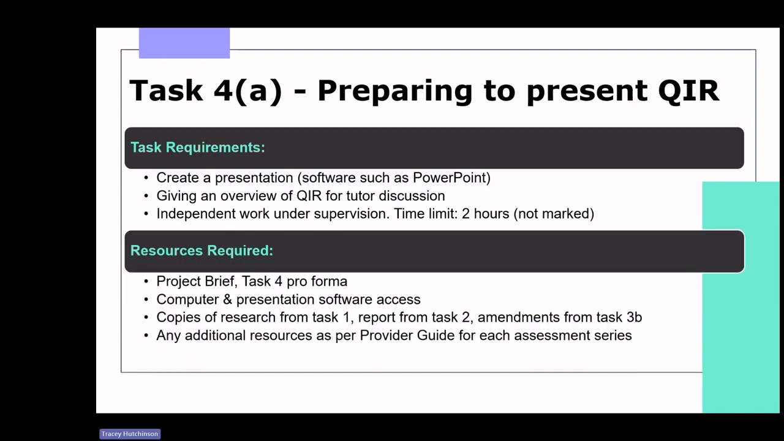Resources required for Task 4A are the project brief, computer and presentation software, copies of research from Task 1, original copy of the report from Task 2, and amendments to the report from Task 3B. They will also need the Task 4 pro forma and any other requirements stated in the provided guide for each specific assessment series.